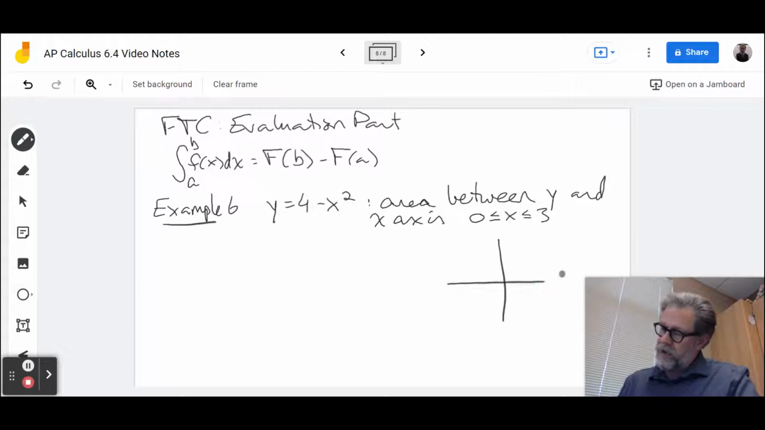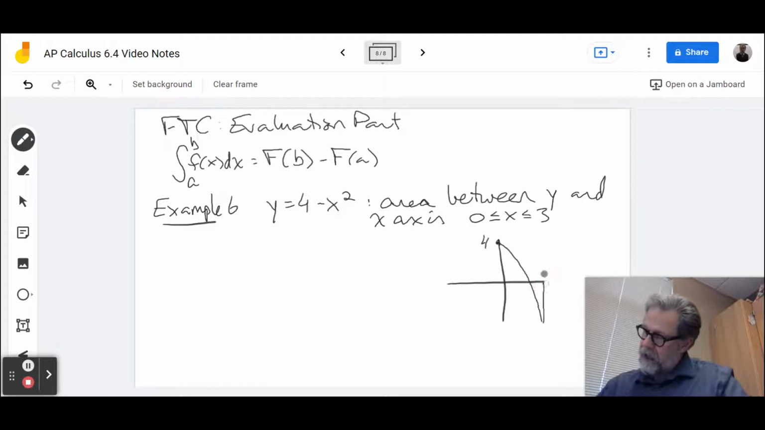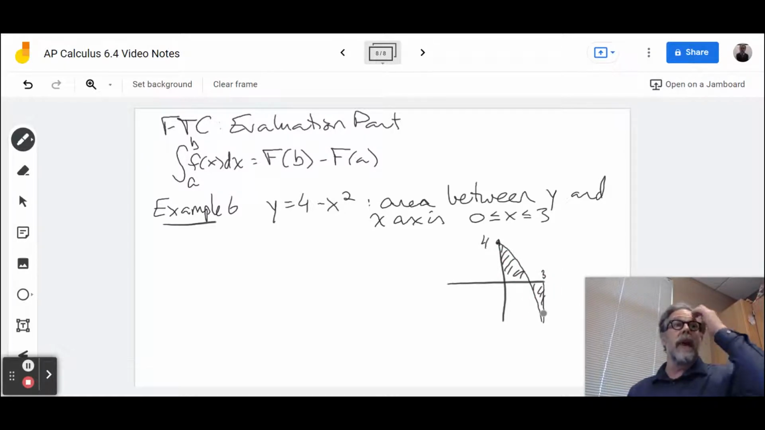Quick sketch of this: 4 minus x squared, a vertical shift of 4, a parabola going downwards. And what we see is that here is the area that we're interested in. Notice that we have a portion above and a portion below the x-axis.